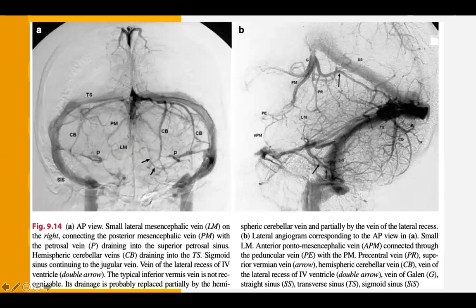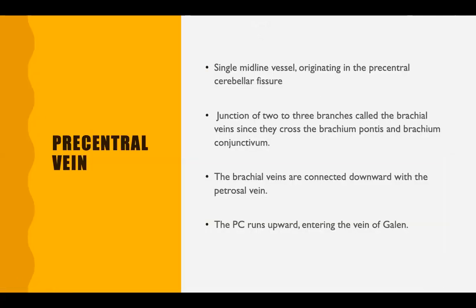Summarizing all the veins over here, again going into the vein of Galen. The posterior mesencephalic vein and the lateral mesencephalic vein drain into the petrosal vein. In the lateral view, again, the vein of Galen with the superior Vermian vein, precentral vein, posterior mesencephalic vein, and peduncular vein into the anterior pontomesencephalic vein, which continues as probably the anterior medullary vein. The petrosal vein will be here, which will have drainage from all three structures: anterior pontomesencephalic, posterior mesencephalic, and precentral vein, and it will drain into the superior petrosal sinus.